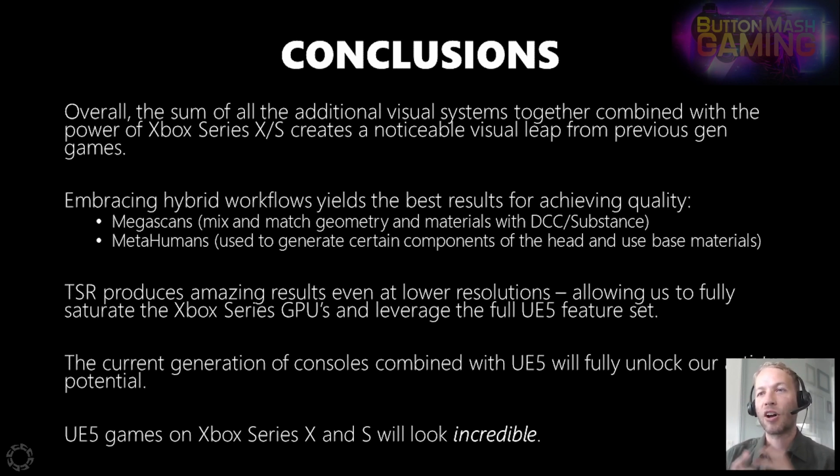The current generation consoles combined with UE5 will really fully unlock our artist potential this generation. It's going to be phenomenal. And yeah, UE5 games on Xbox Series X and S will look incredible. I think the Alpha Point and the cinematic tests and this character have really, for me at least, cemented what the next generation of games will look like. And we're already seeing some early signs of next gen games coming out that look fantastic. I think all these UE5 investigations have really made me excited for where we're gonna get to this generation.